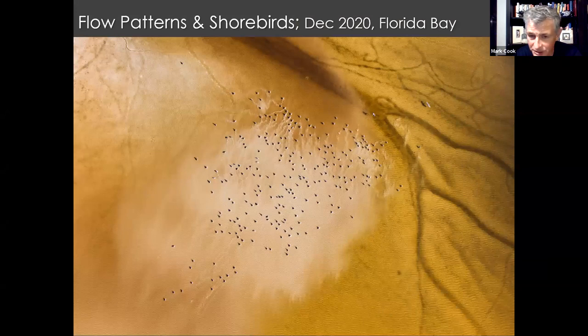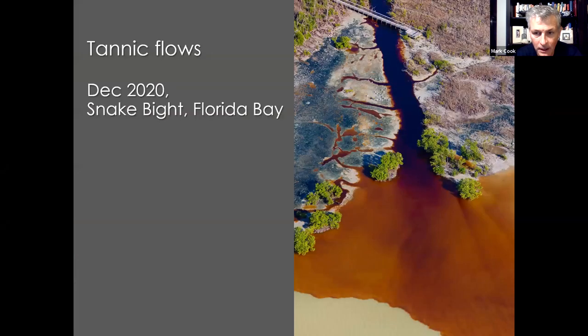This is a photo of the same area, just to show it's not just the alligators that are taking advantage of all this. These are American avocets. You add fresh water to this system, you're going to increase the productivity of invertebrates. And I think that's why we were seeing so many shorebirds there this year.